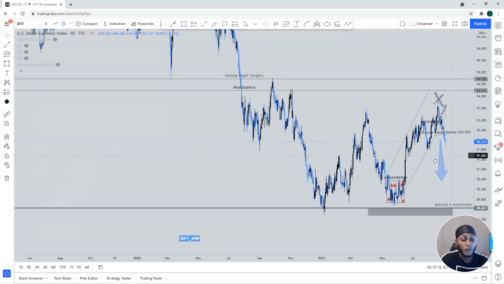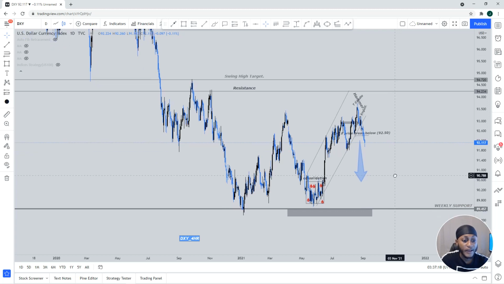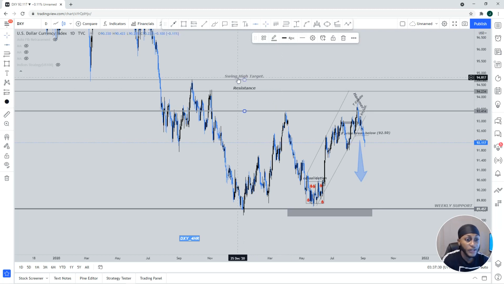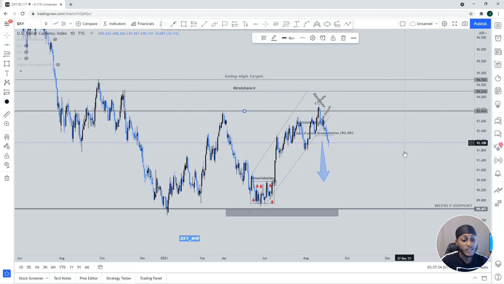So what we have here on the dollar, you can see price is just trading between this range of 89.45 and 94.23. So you can see price is just ranging between here. If you want, you can pull a level of resistance to that zone right there, so around 93.41. You can see that's where the dollar is actually trading in between, you know what I mean?